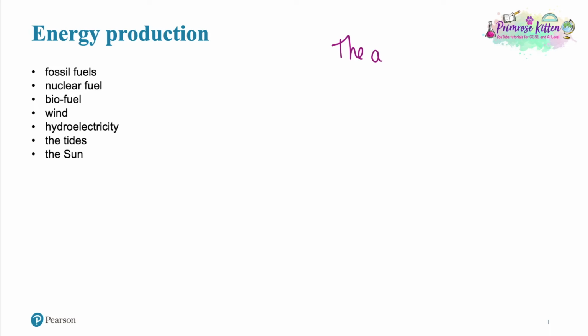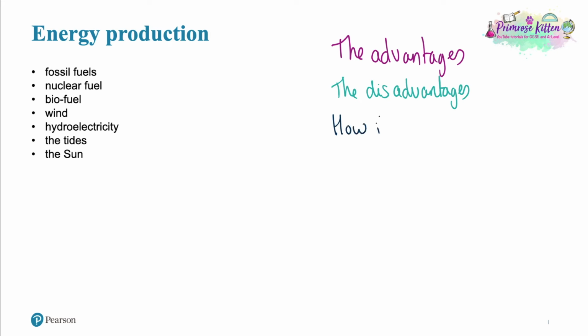There are a wide range of ways that energy is produced. For each of these, you need to know the advantages, the disadvantages of this type of energy production, and how it works. So, how electricity can be produced from fossil fuels, from nuclear fuels, from biofuel, from wind, via hydroelectricity, by the tides, and then finally by the sun.